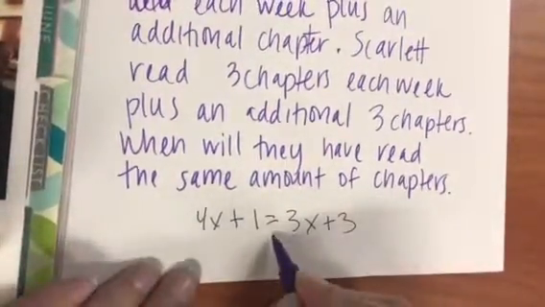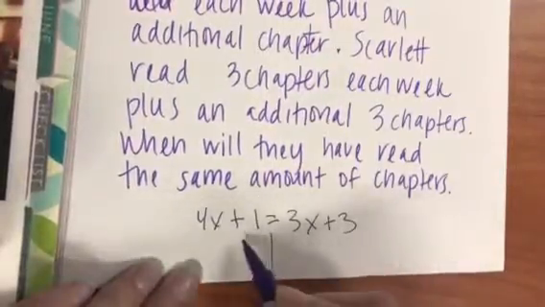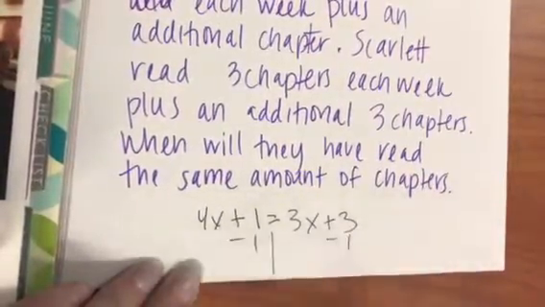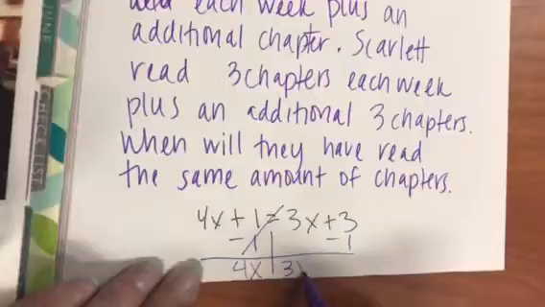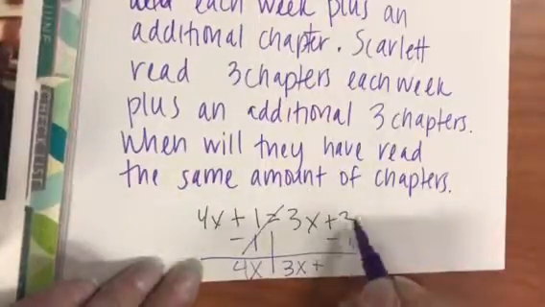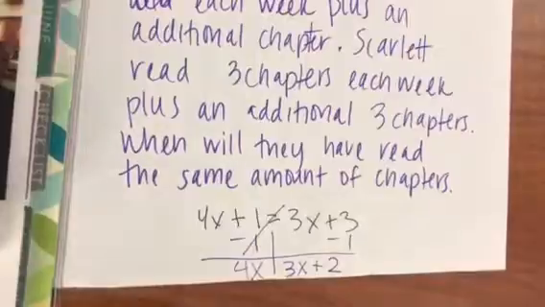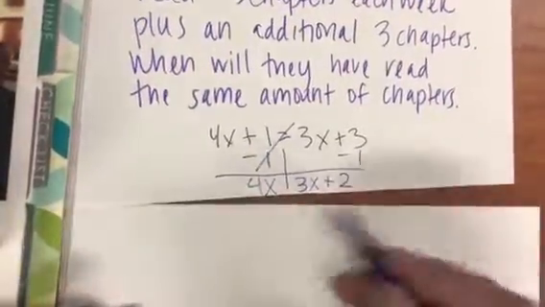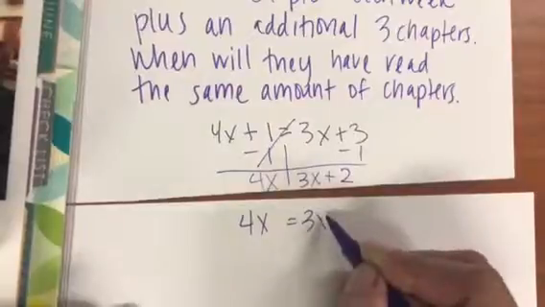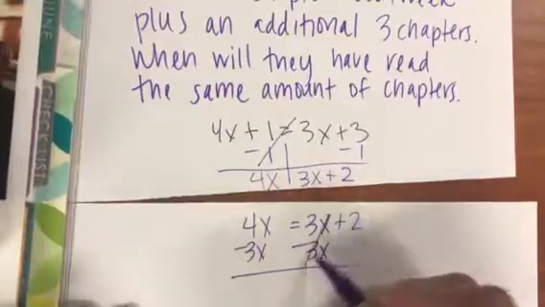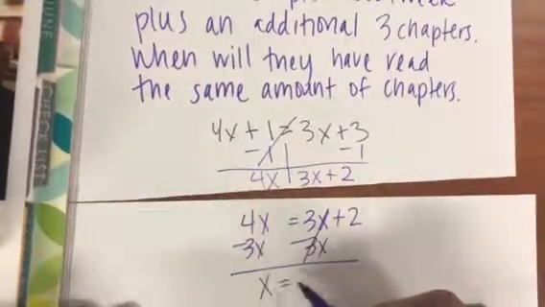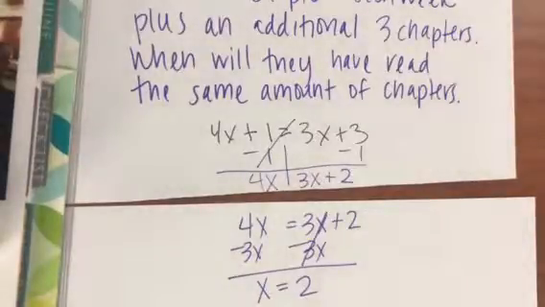Yep. Okay, so I'm going to do my constants first. So I'm going to subtract 1, whatever you do to one side, do to the other. This goes away. I'm left with my 4x on this side, and then I'm left with 3x plus, let's see, 3 minus 1 is 2. So 4x equals 3x plus 2. Then subtract my 3x. That's going to go away. I'm left with x equals, oh my gosh, did that really work out? Oh, it did. Very good. I was hoping for a fraction. Nice. So in 2 weeks, they will have read the exact same amount of chapters.